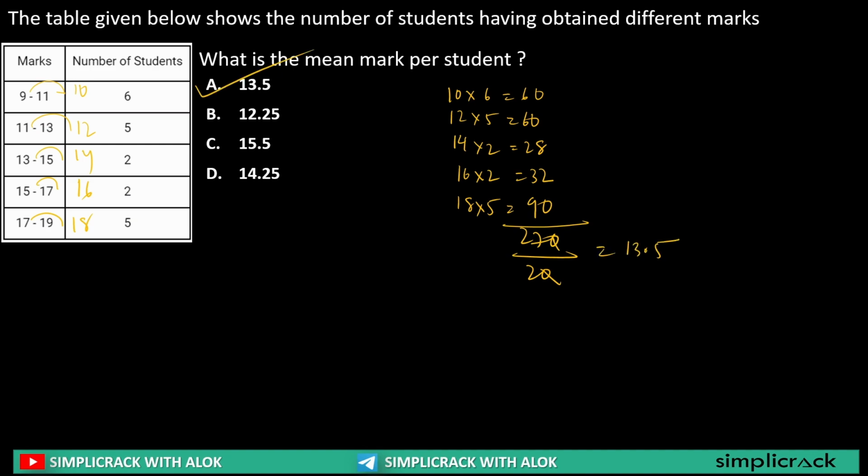13.5. So 13.5 is the mean mark. Why did I add this? This is the total observation. This is the total value. Okay.